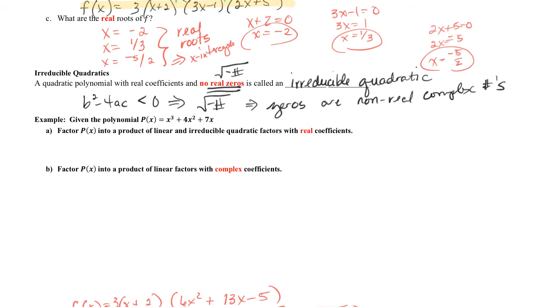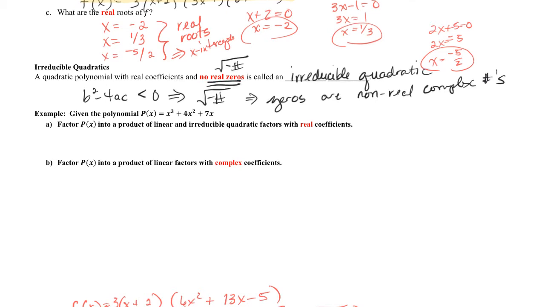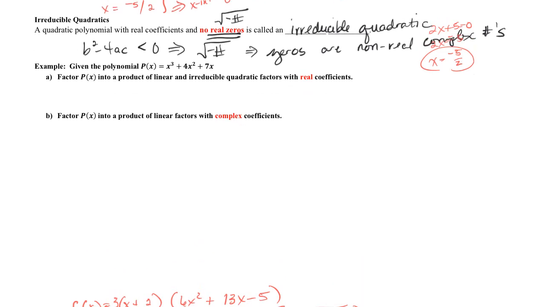Okay, for our next example, we're given the polynomial p of x equals x cubed plus 4x squared plus 7x. And we're told to factor this polynomial p of x into a product of linear and irreducible quadratic factors with real coefficients. So linear, first degree, irreducible quadratics, so that means second degree, because it's irreducible, everything will have a real coefficient. So no imaginary numbers, no i's, okay?